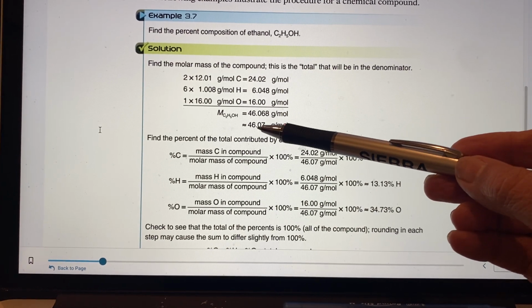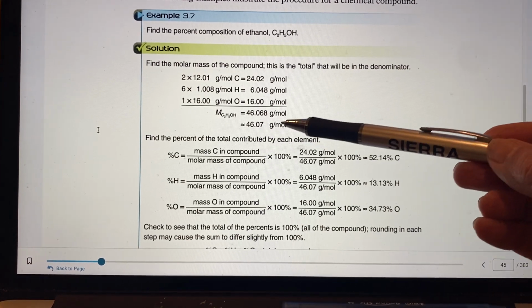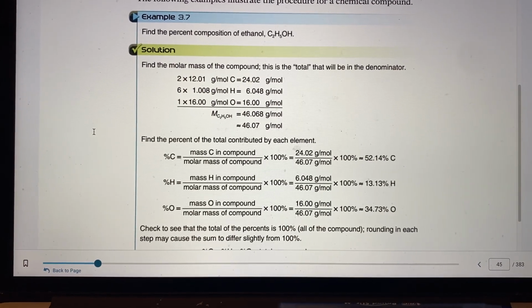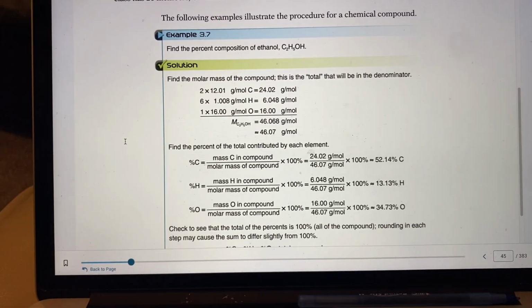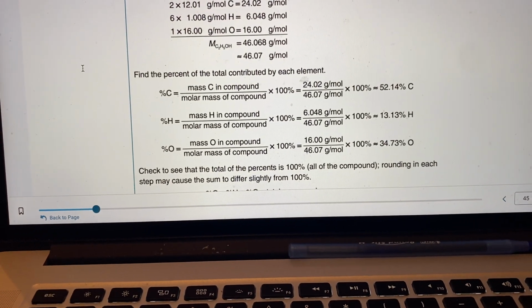are the same sig figs. I mean, there's 1, 2, 3, 4 sig figs there. So anyway, 46.07. So now to find the percent, you're going to find the percent of each one of those.